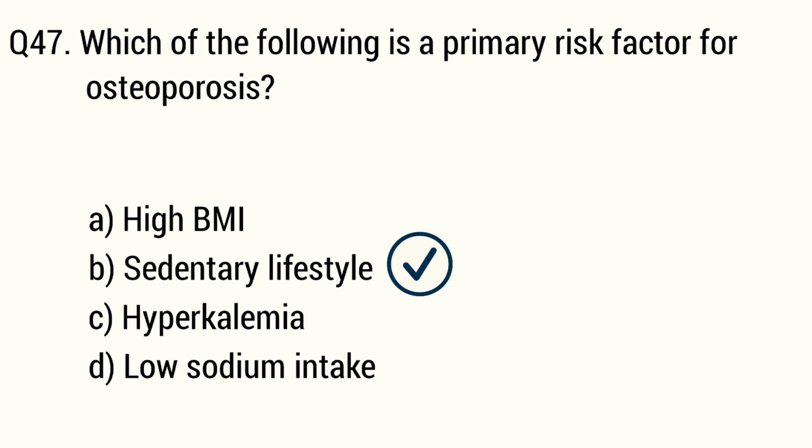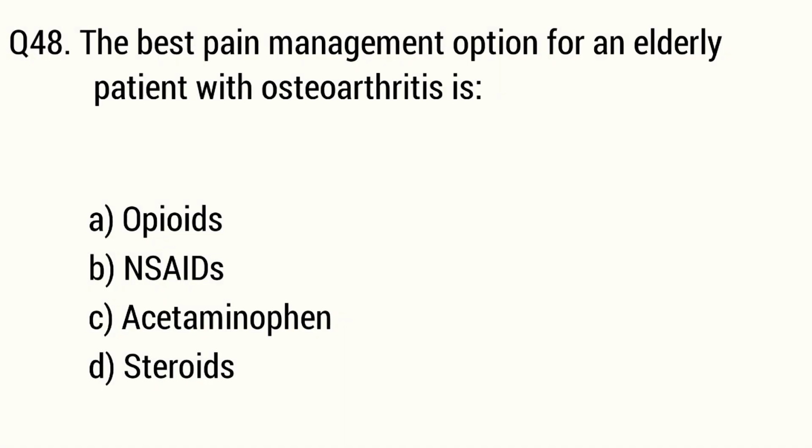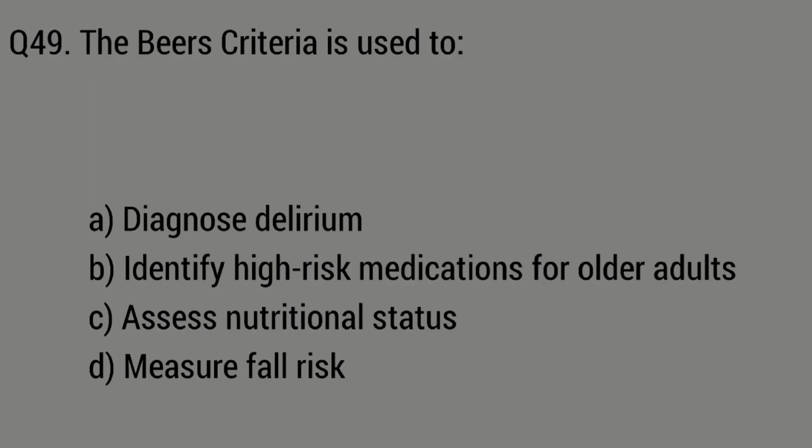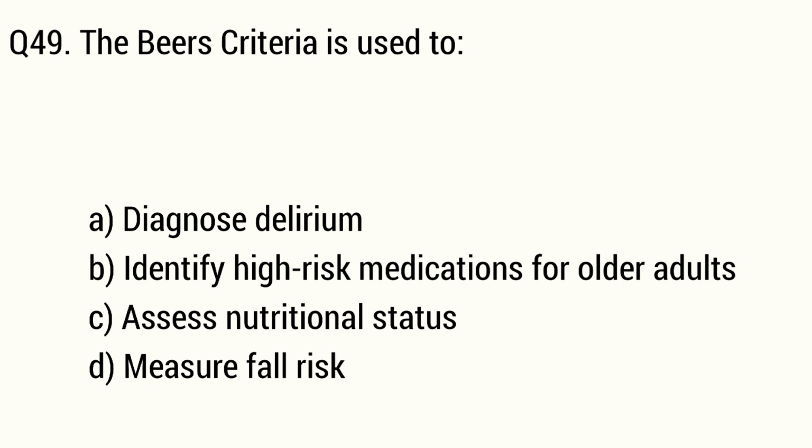Question number 48. The best pain management option for an elderly patient with osteoarthritis is. The right answer is option C, acetaminophen. Question number 49. The Beers criteria is used to. The right answer is option B, identify high risk medication for older adults.